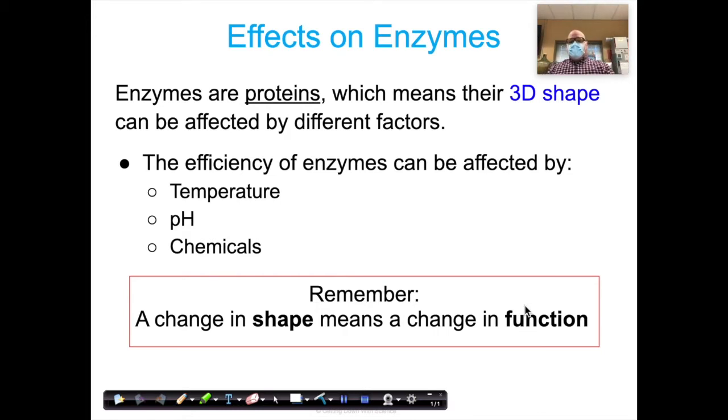So enzymes are really Goldilocks. They like to have everything just right, and just right is usually the conditions they evolved in. If you take one of these bacteria that live in the hot springs out in Yellowstone, their enzymes will work in those extreme temperatures.